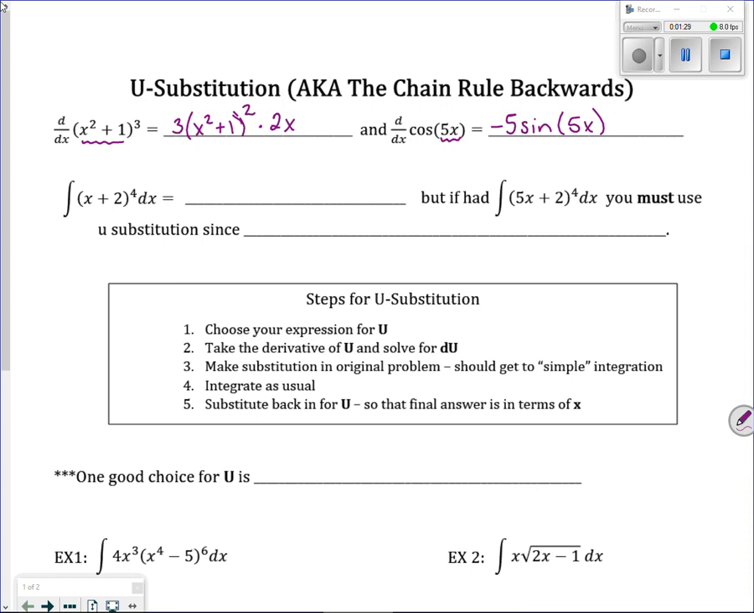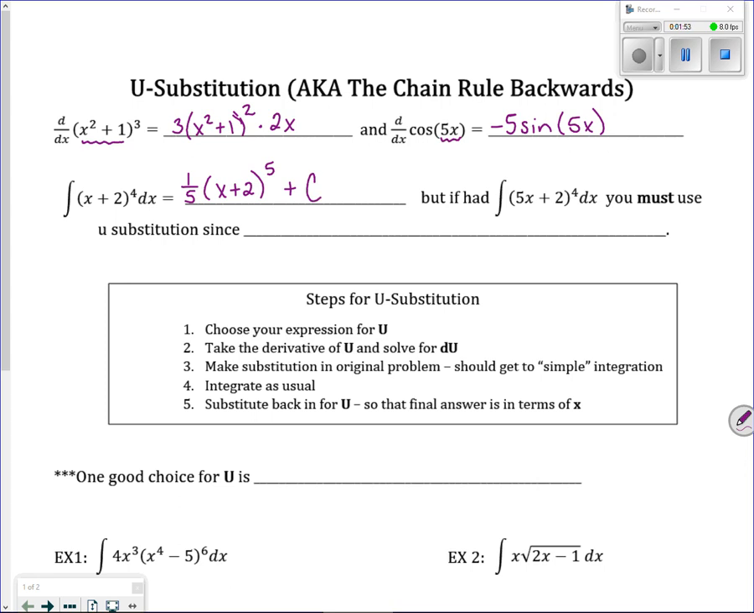So if I wanted you to integrate x plus 2 to the fourth, can we do that? Does just straight power rule work? Will that be increase the power by 1 and divide by the new power? I could put that over 5 or put 1/5 plus c. Does that work? Yes. Why?